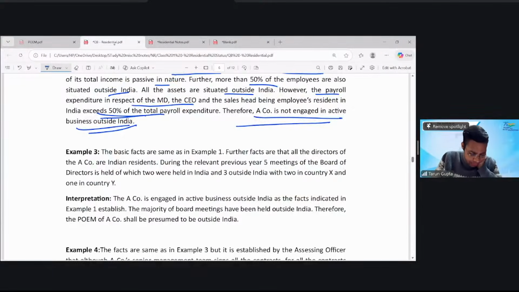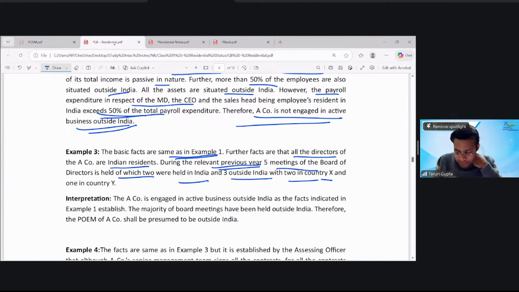Now, example 3. The basic facts are the same as in example 1. Further facts are that all directors of the A company are Indian resident. No problem, a director may be Indian resident. During the relevant previous year, 5 meetings of the board of directors were held, of which 2 were held in India and 3 outside India, with 2 in country X and 1 in country Y.